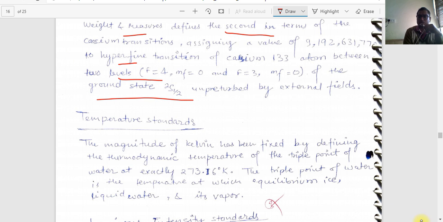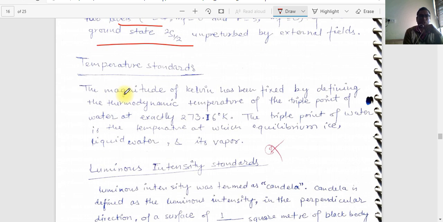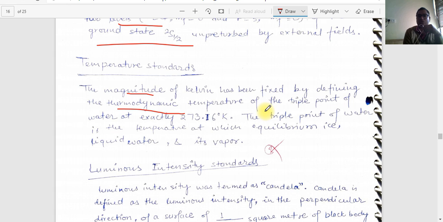Temperature standard. What are the temperature standards? The magnitude of the Kelvin has been fixed by the defining thermodynamic temperature of the triple point of water, exactly 273.16 Kelvin. The triple point of water is that temperature at which liquid water and its vapor are in equilibrium, at almost 100 degrees temperature.